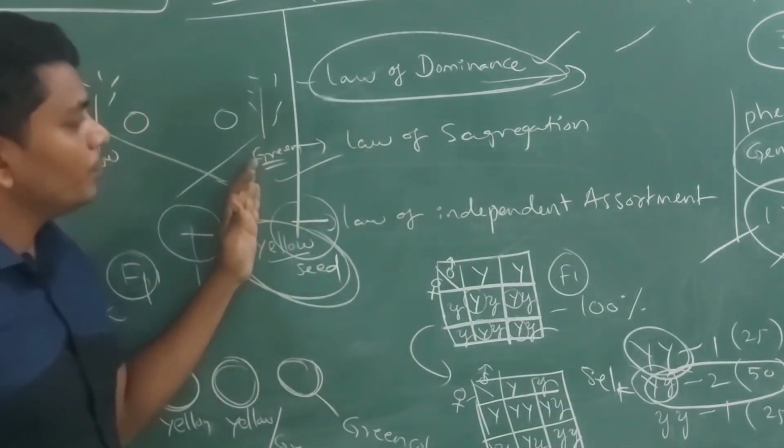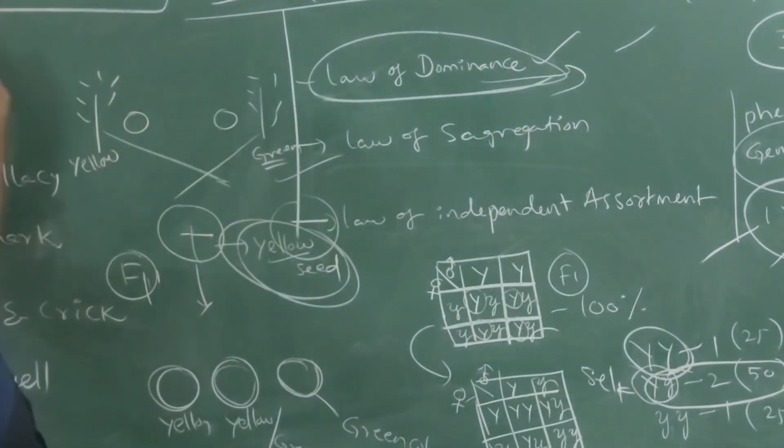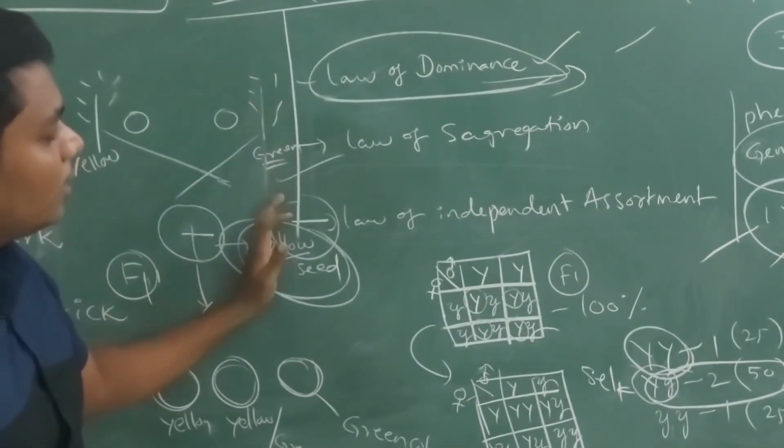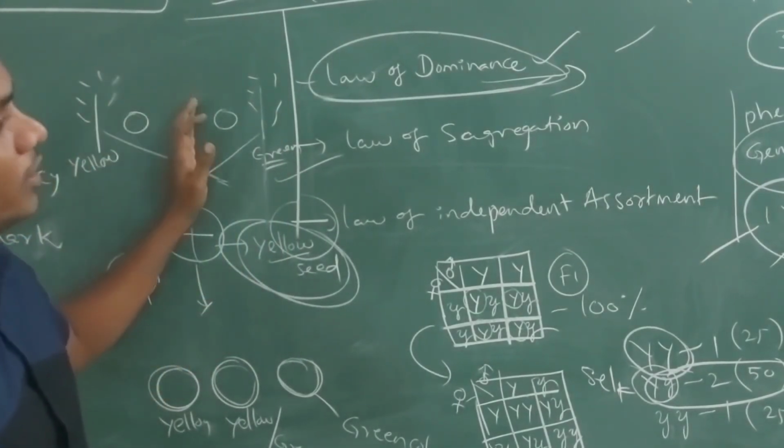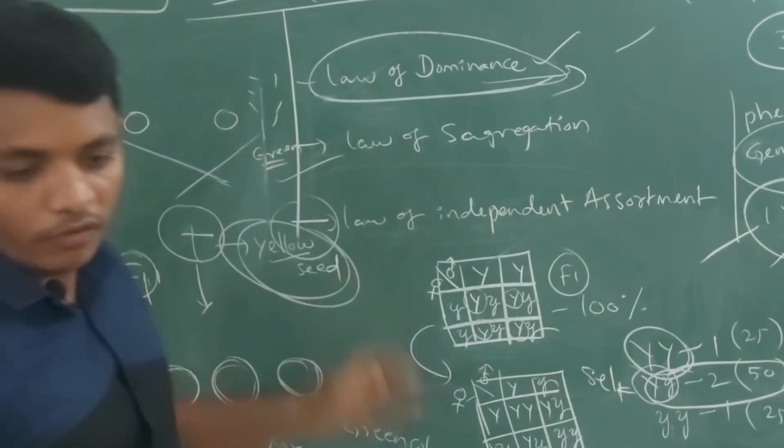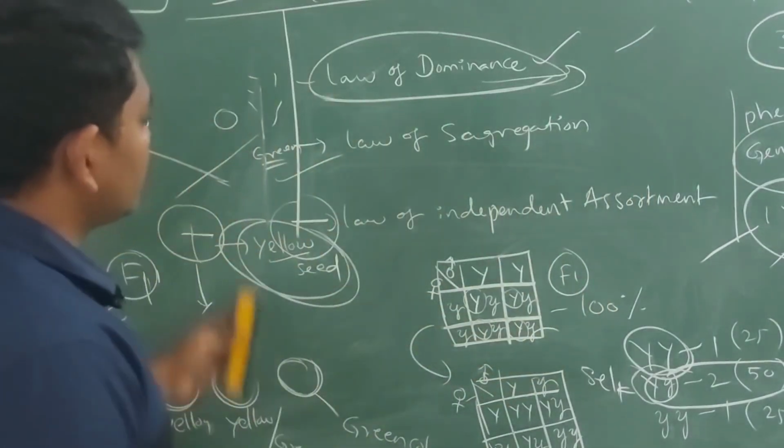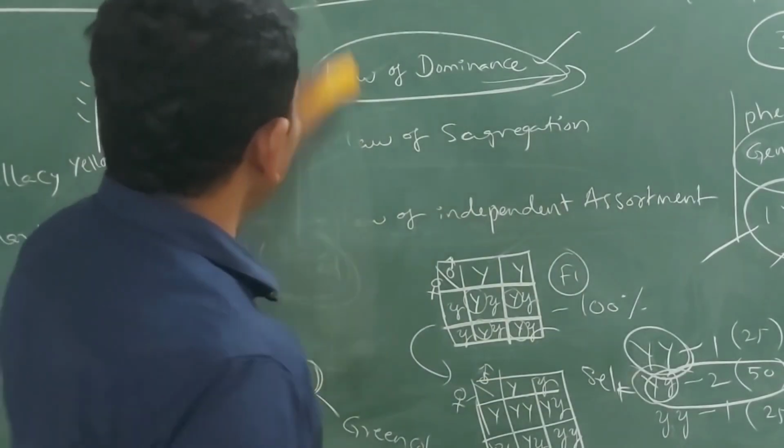So these are the three laws of Gregor John Mendel. These three laws were set by Gregor John Mendel using pea plants. Why had he chosen pea plants for his experiments? There are a few reasons for that.